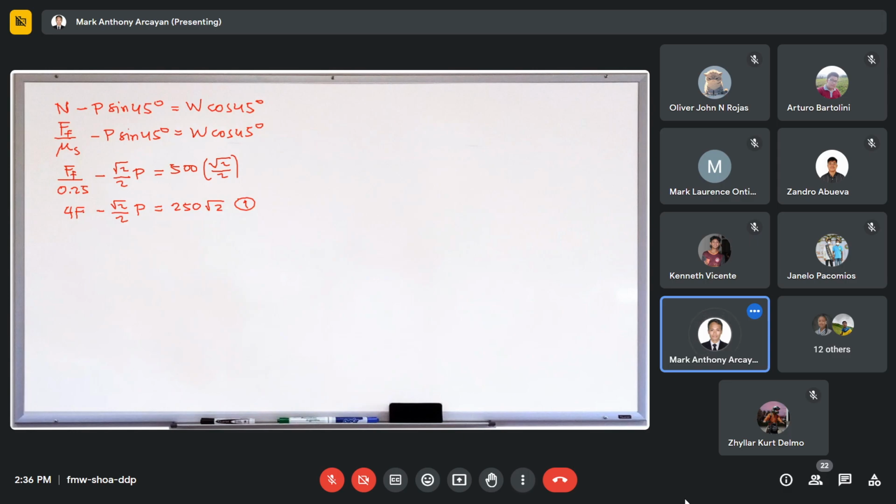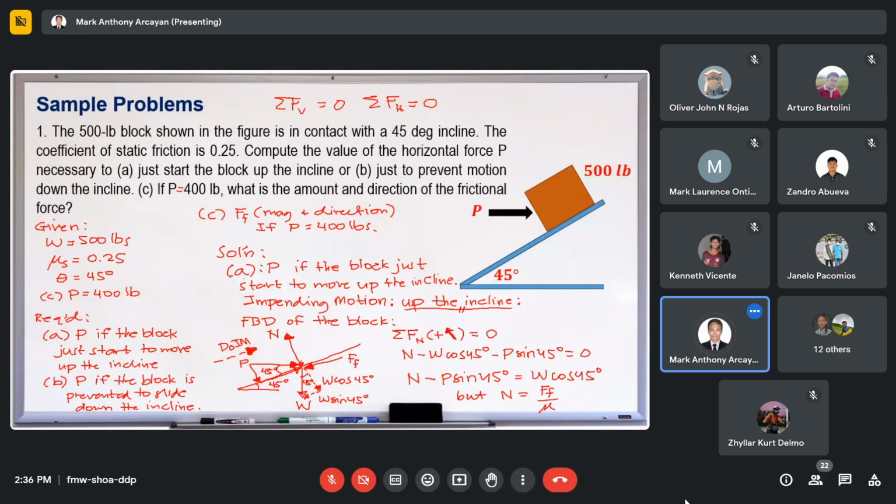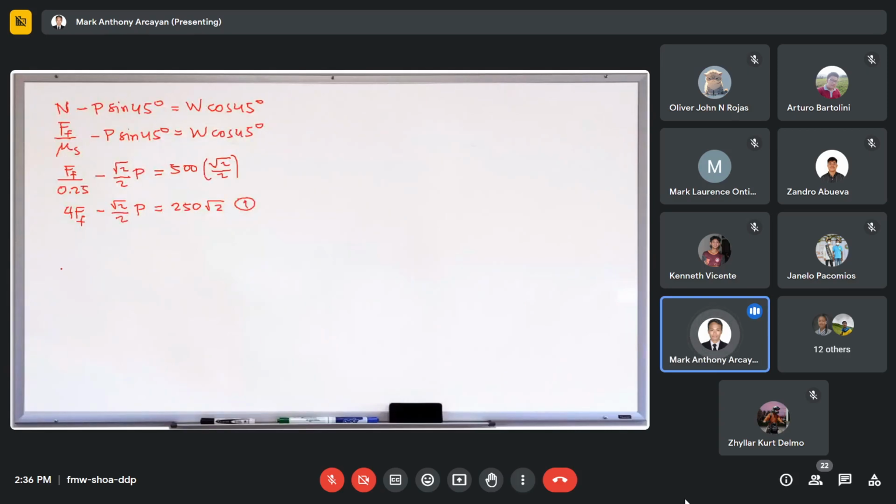Ang F sub F, and the force P, no? So, ang ipangita nato kay force P. So, we need one more equation to solve for P. So, we perform summation of forces parallel to the inclined plane. Positive siya kung pasaka ang iyang direction up the inclined plane, that is equal to 0.